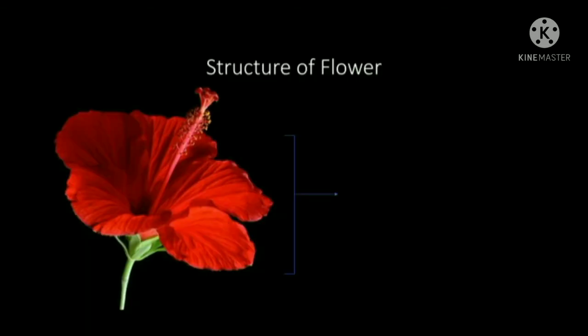The next important part of a flower is the corolla. It is seen between the calyx and androecium. Corolla constitutes a whorl of petals. A petal is a thin, delicate, brightly colored and sweet-smelling part of a flower.